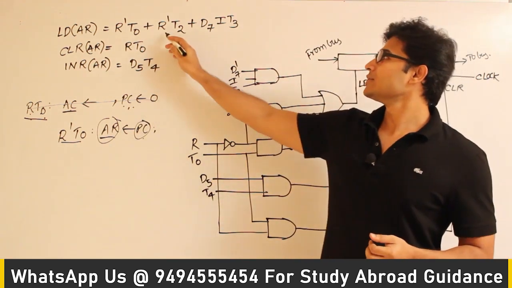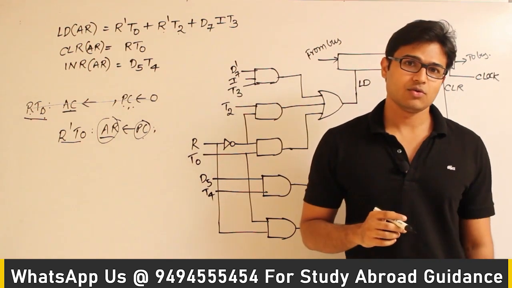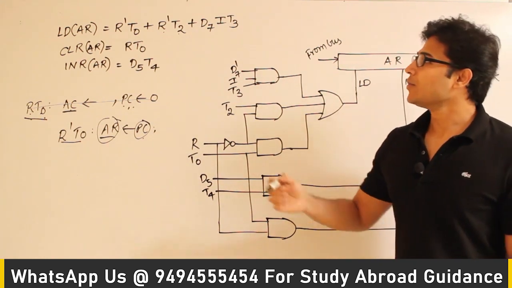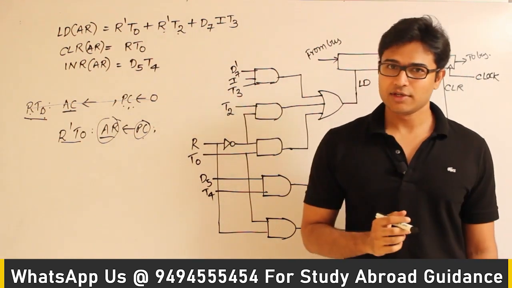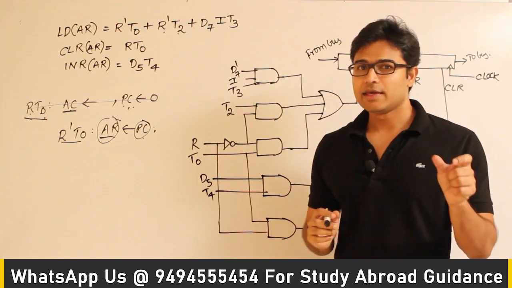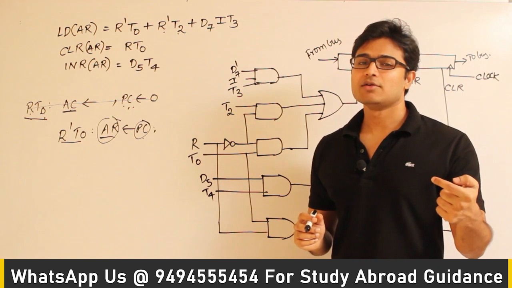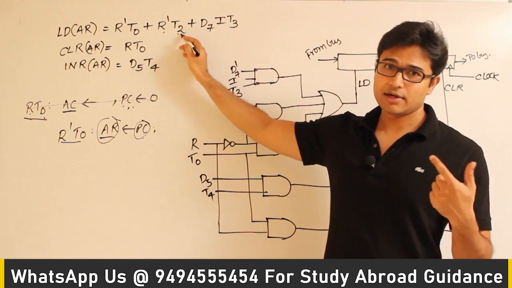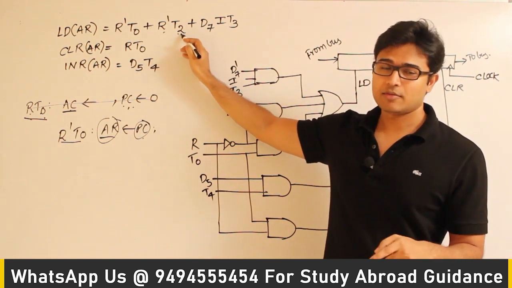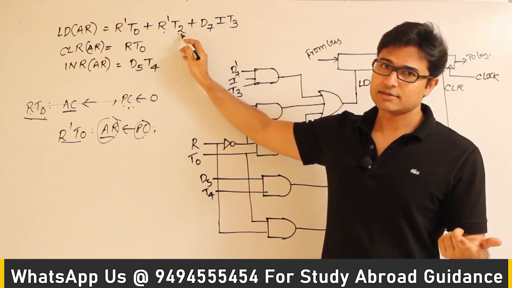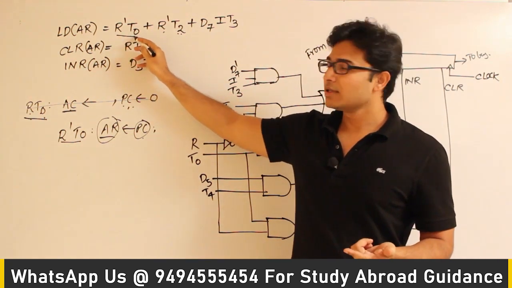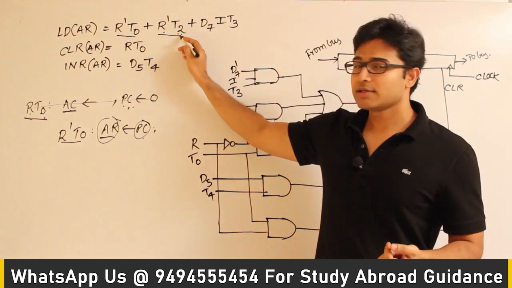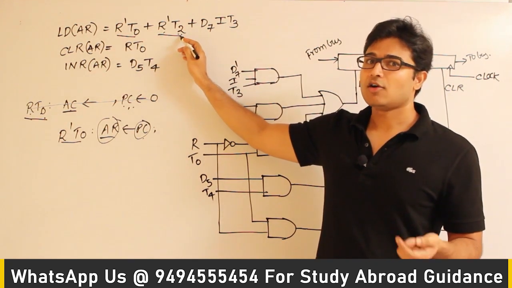Okay. And now what about this R'T2? In the T2 phase, why are we going to load AR? Because T2 is nothing but the decode phase. In the decode phase, I told you that the operand part has to be loaded into the address register, isn't it? While decoding, the operand code has to be loaded into the address register, so that in case it is a memory related operation, we can get the operand later. So while fetching, we need the address to fetch the instruction from the memory, and while decoding, we need the address to get the operand from the memory.